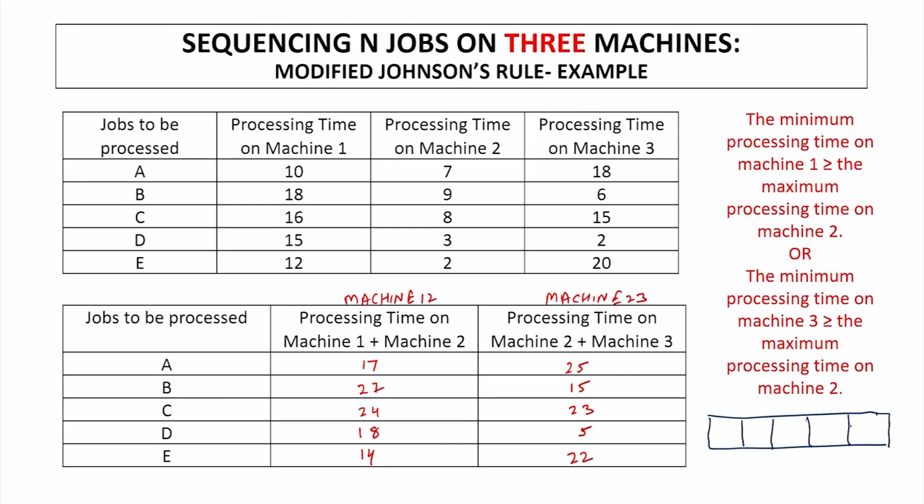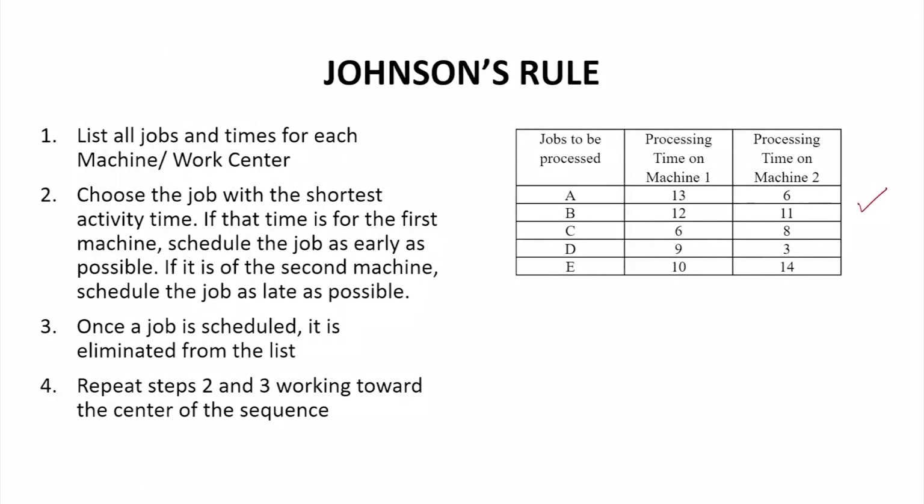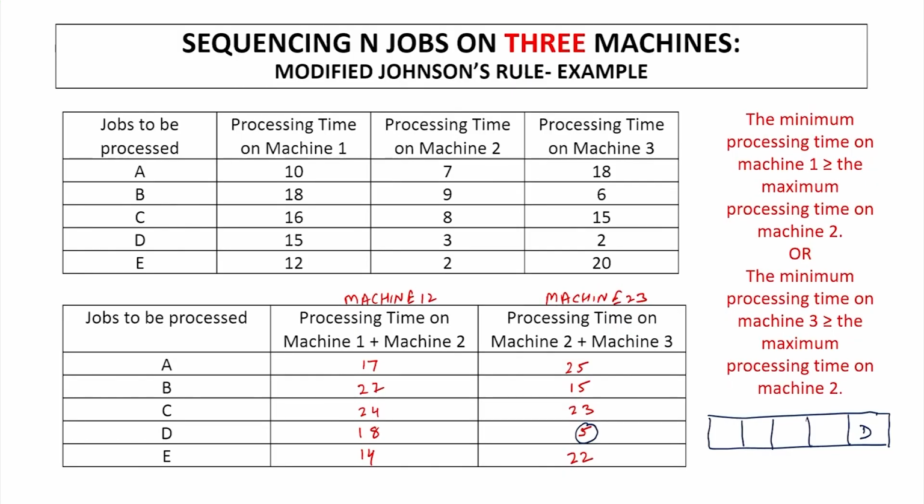Again, now follow the steps, find out the minimum time in this. The minimum time is 5, belonging to job D under the second machine. So, it is to be assigned as late as possible. Just recollect the rules. Choose the job with the shortest activity time. If that time is in the first machine, schedule it as early as possible. If it is in the second machine, schedule it as late as possible. So, it is in the second machine, schedule it as late as possible. D is eliminated from the list.